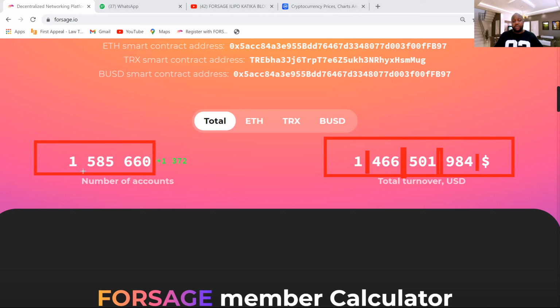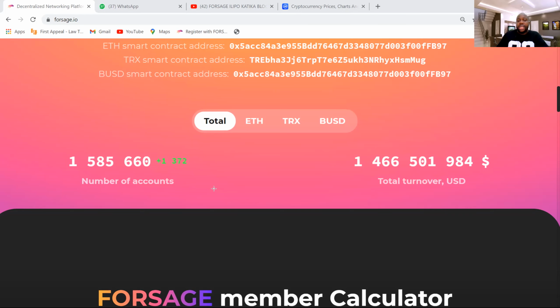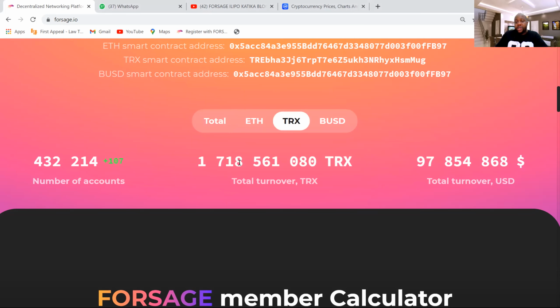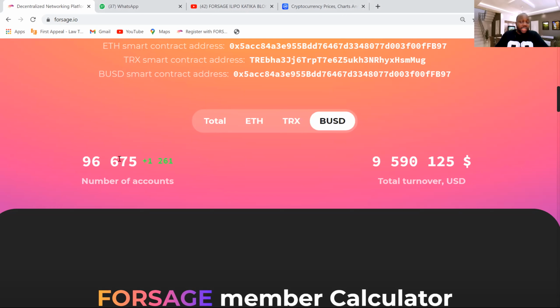More than 1.5 million people have joined Forsage. And today alone, 1,372 people have joined Forsage. You can see all the database it gives you. This database is real, because it does not create its own data, but it takes the data of what is going on. So it shows you the amount that people have received in terms of Ethereum, 712,299, equivalent to 1.3 billion US dollars. Tron, they have earned 1.7 billion Trons, worth 97 million US dollars. And Binance, which is the newest, has got 9.5 million US dollars.